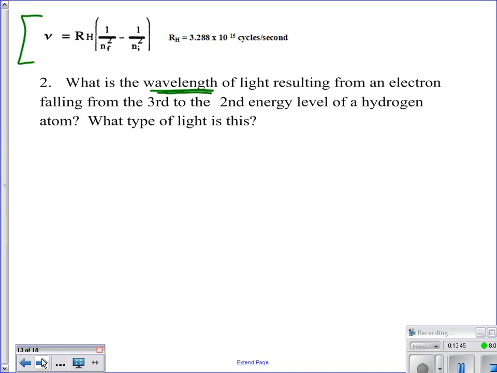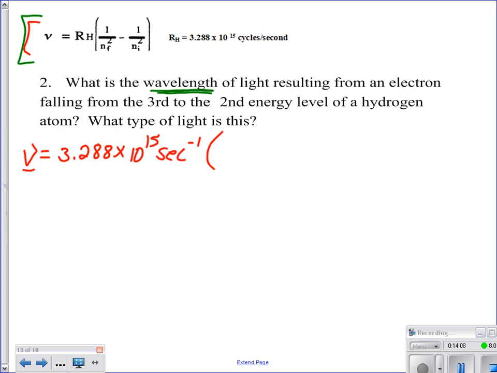Frequency. Good. So we're going to solve for frequency using this equation. Let's just go ahead and do that first. I'm going to say my frequency is equal to Rydberg's constant of 3.288 times 10 to the 15th. I'm going to throw some units in there, but remember there aren't any other units, so that's going to be the units for my frequency here.